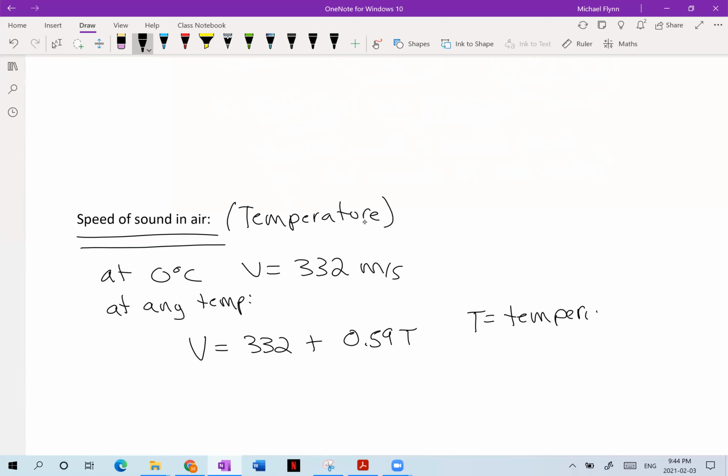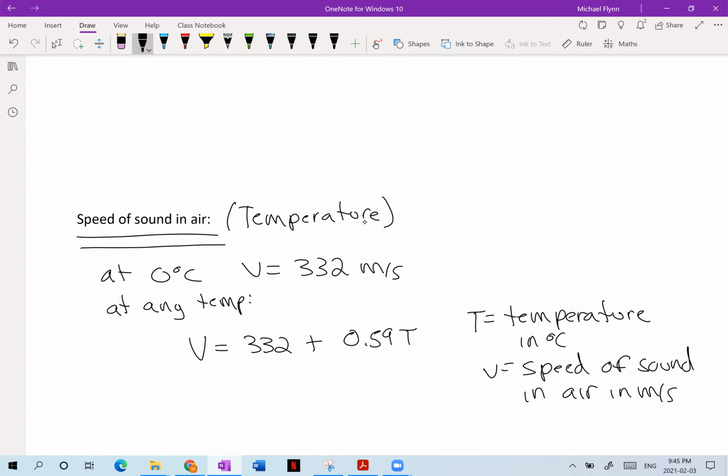It's not the period or anything. It's not frequency and period this time. Whoops, look what I did there. It's temperature. That's funny. I wrote T for period because I was saying the word period as I was writing the word temperature. In degrees Celsius, okay? V is the speed of sound in air, in meters per second.